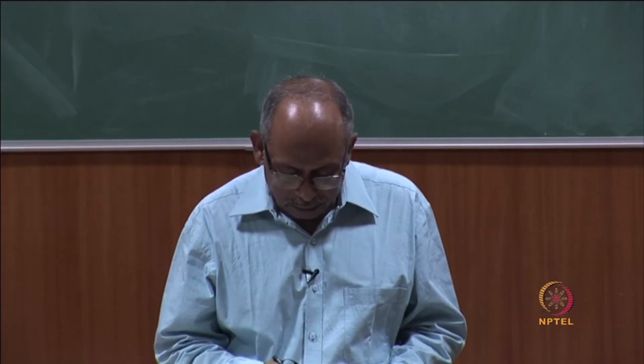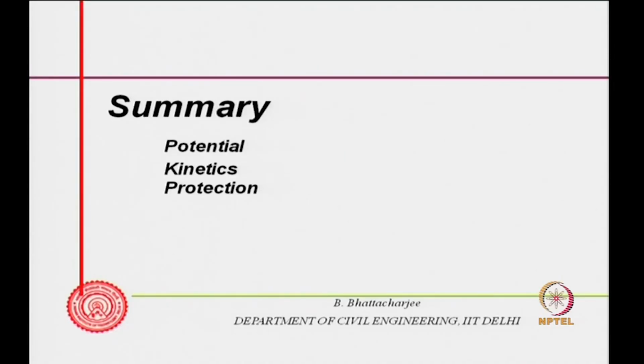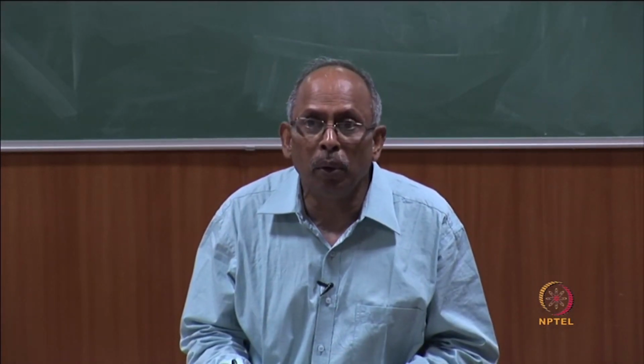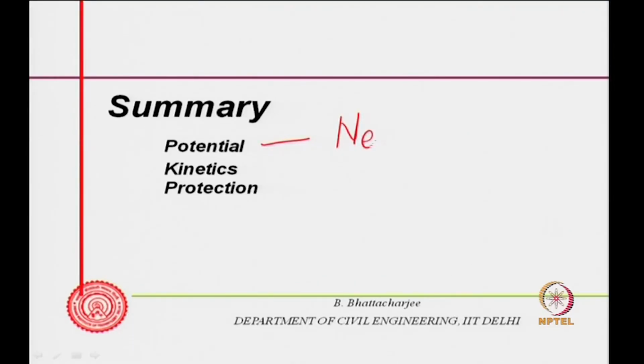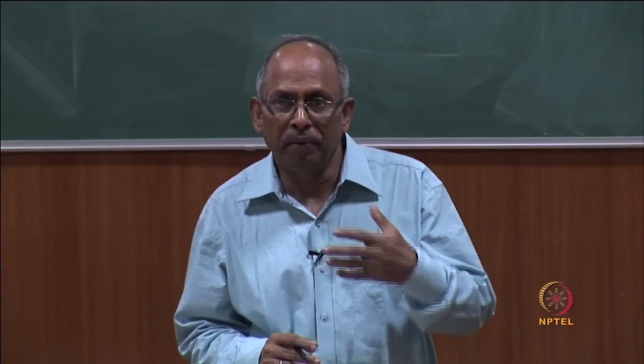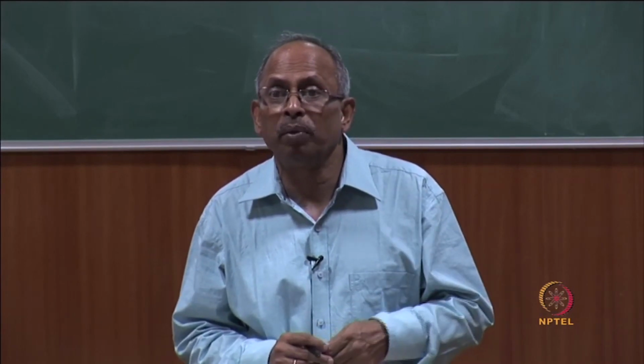So, this finishes our discussion. We can summarize. We actually discussed potential, and in the potential we talked about the Nernst equation, Pourbaix diagram, etc. Then we talked about Tafel's equation, and then we talked about the effect of corrosion.